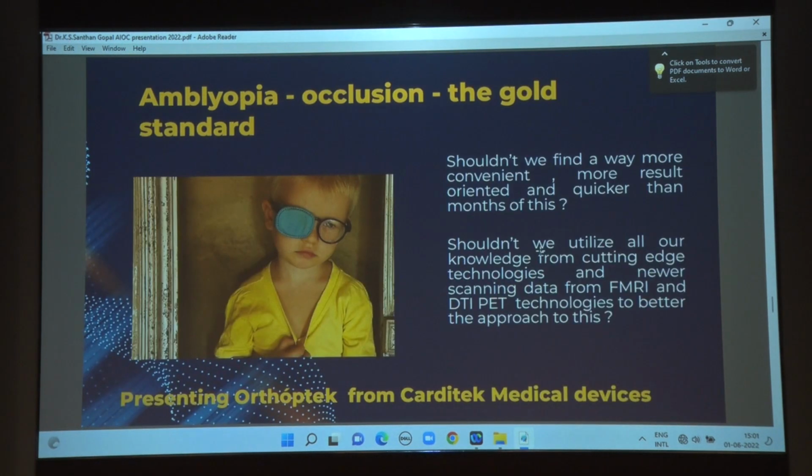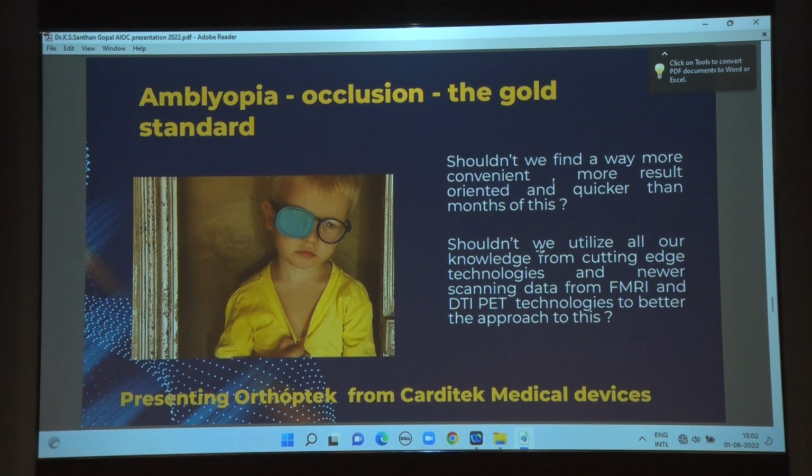Now, should we find a more convenient, more result-oriented, and quicker method of treatment than months and years of patching of the eye? I would find one. Should we not utilize all the other technologies like BOLD scan, PET scan, DTI scan, MRI scan, etc. to see where the problem is, instead of just blindly saying amblyopia, patch the eye? Amblyopia, patch the eye.